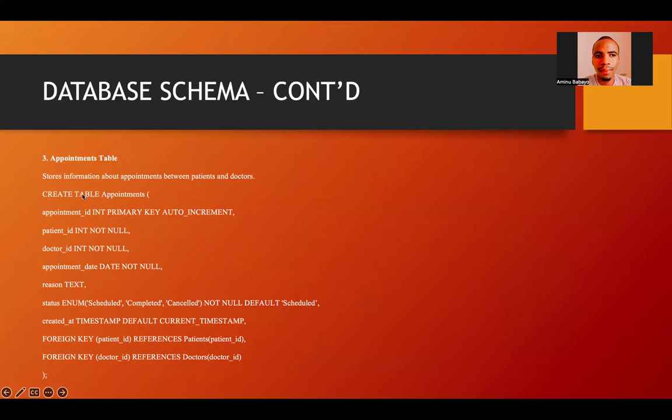Here, the appointment table will store the information about appointments between patients and doctors. This is the schema for creating the appointment table. We have the appointment ID of integer type and primary key, and it's also auto incrementing. And we have the patient ID, not null of integer type, doctor ID not null of integer type, and appointment date not null of date type, and the reason for the appointment of text type, and also the status is going to be scheduled, completed, or cancelled, and it's also not null, and the default is going to be scheduled.